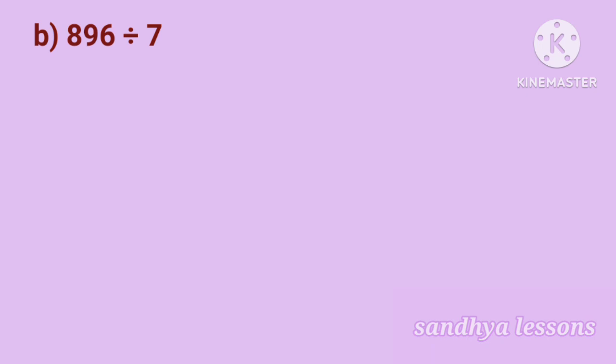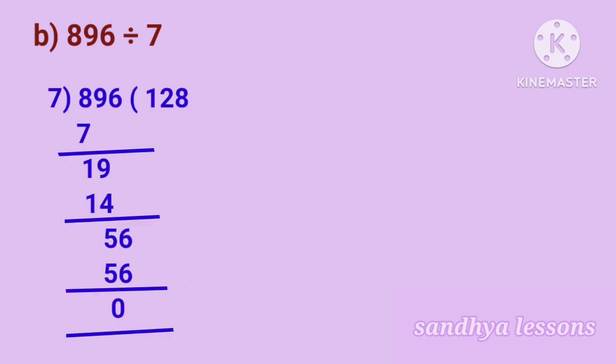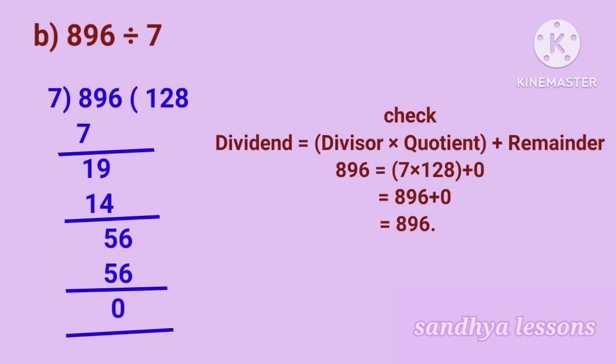B division 896 divided by 7. By dividing 896 with 7 we get 128 as quotient and remainder is equals to 0. By checking the division, dividend is equals to divisor into quotient plus remainder. By multiplying 7 with 128 and adding remainder 0 we get 896. 896 is the dividend. So the division is correct.